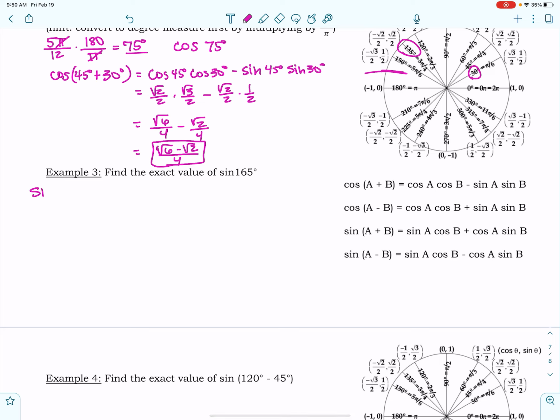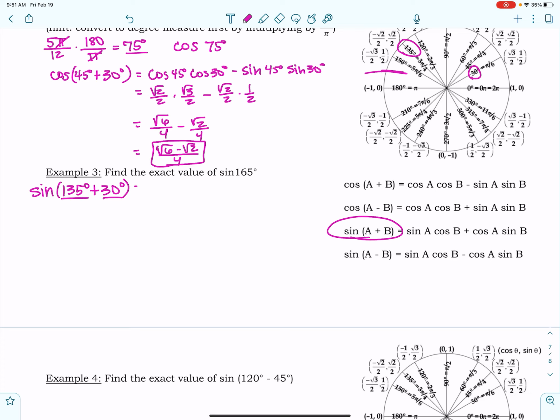So I will use sine of 135 plus 30. I'll use that. So that means sine of two things added together, so a sum of sine. So I am going to look at this one right here, sine of a sum. That's why they're called sum and difference formulas or identities. So A is 135 and B is 30. Does it matter which one I put first? No, because they're being added together, so that does not matter.